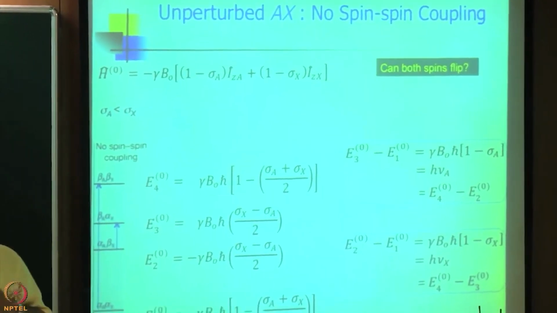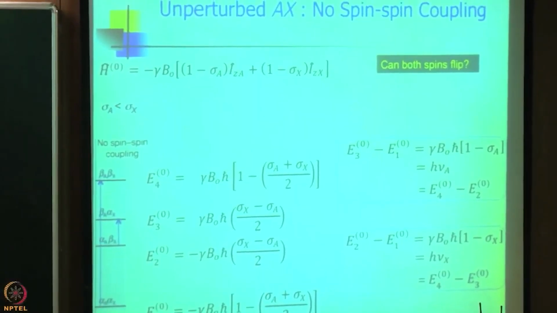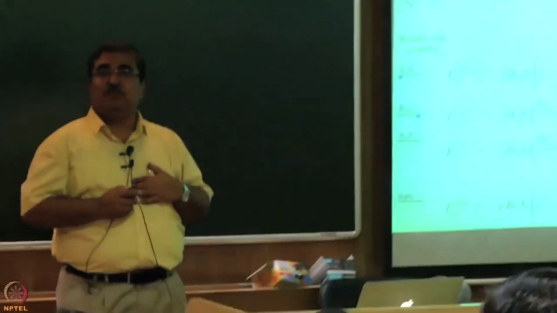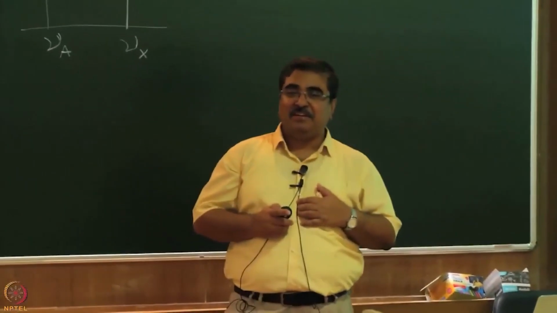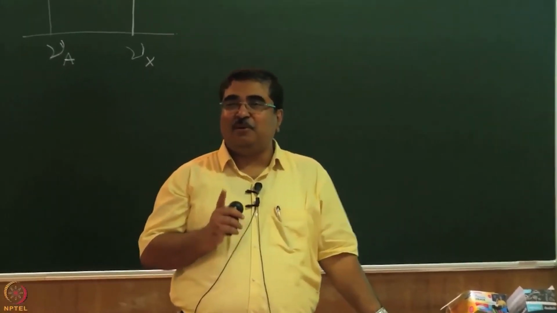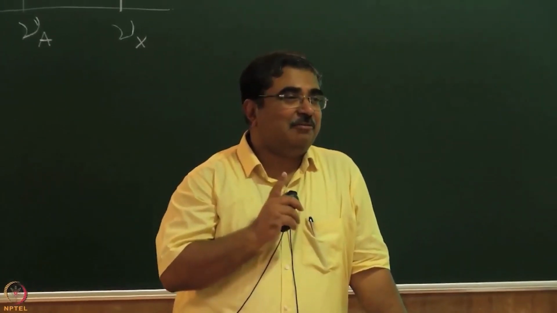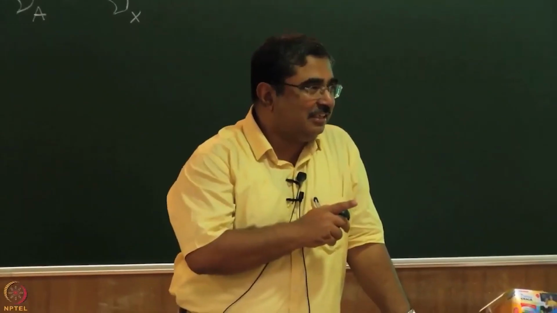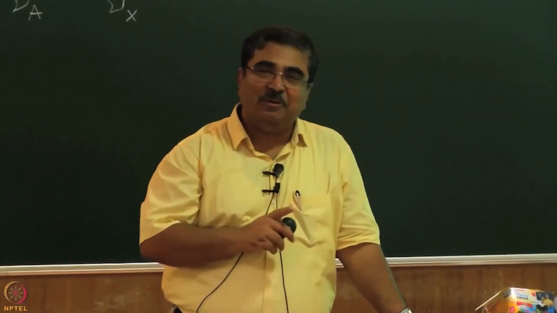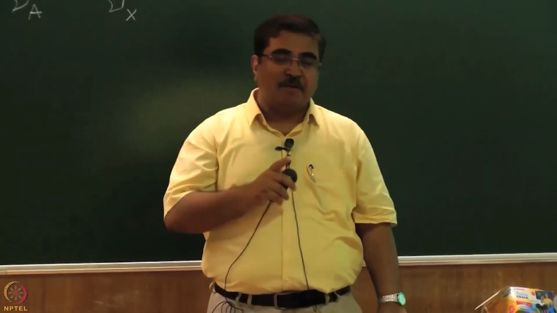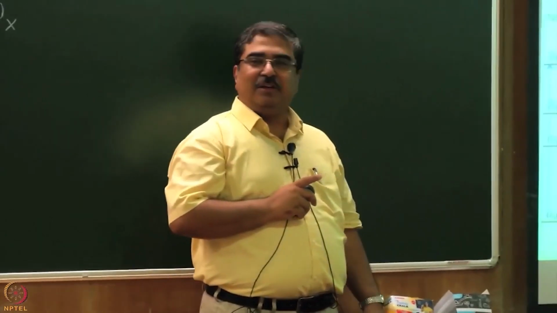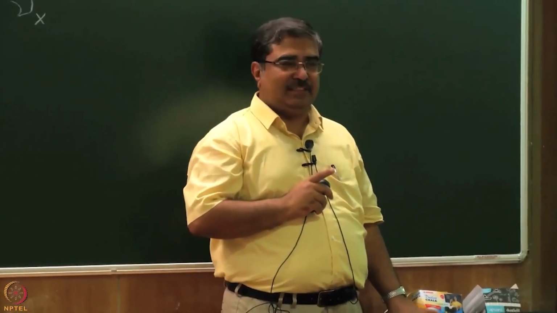You are right. It cannot happen because our photons are not like Rajnikant's bullets. Remember, one bullet can only kill one villain. One photon can only bring about one transition. So, because of one photon rule, you cannot have both spins flipping in the same transition.